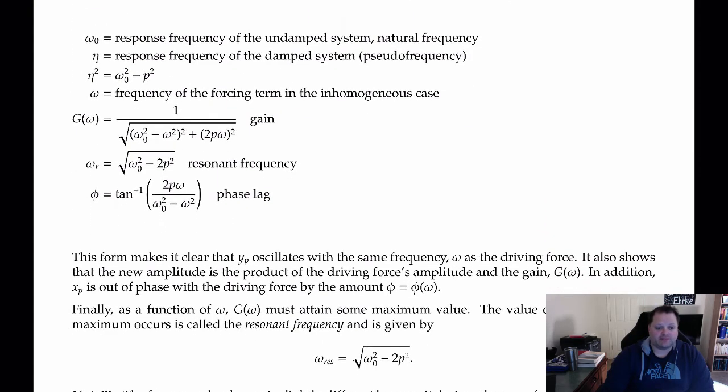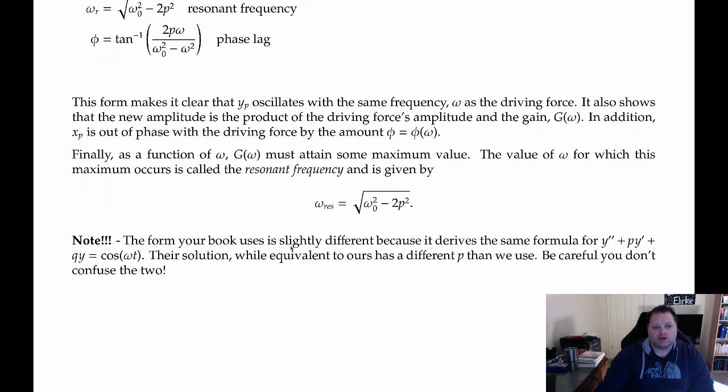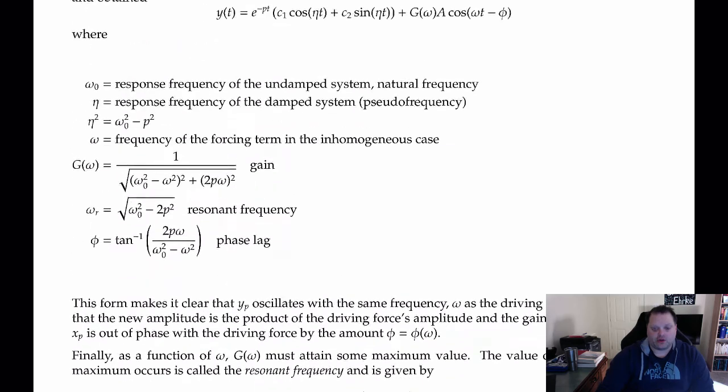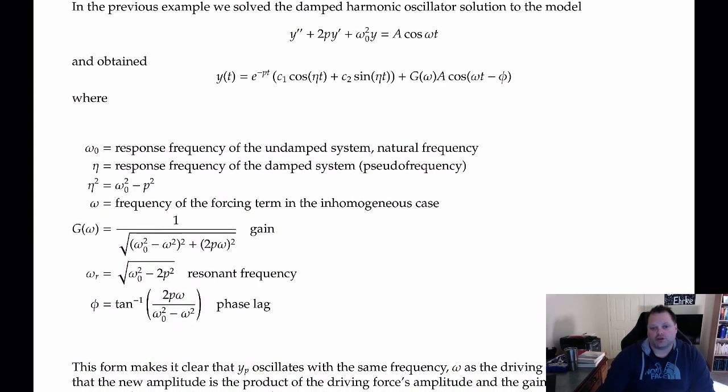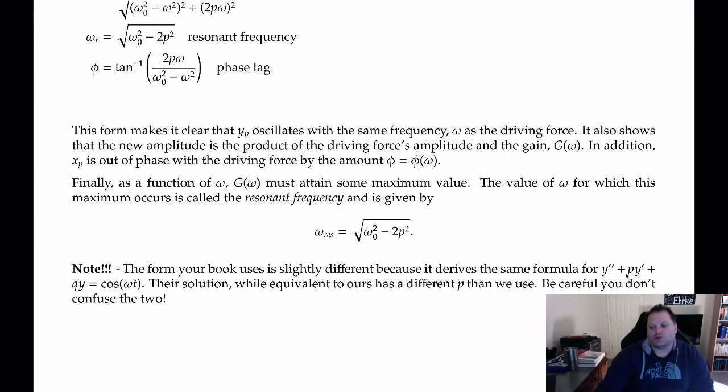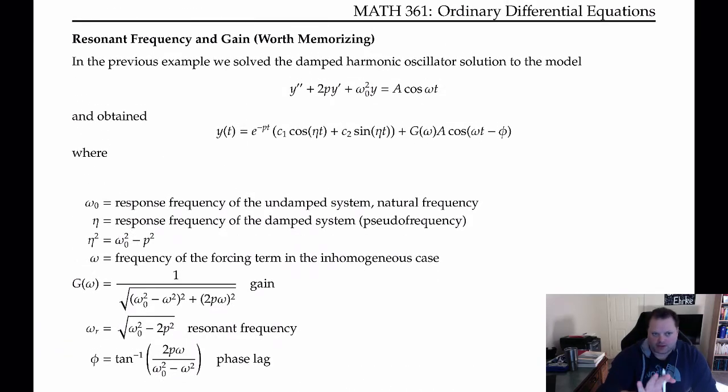I will say one added caveat to that: your book uses a slightly different form because they don't look at the y double prime plus 2p y prime plus omega naught squared y form. I don't know why, because their eta is far uglier than ours since they don't have the 2p term in there. Their formulas are based off of y double prime plus p y prime plus q y. I don't mind if you use their formulas, you just cannot intertwine the two, because their p is different than our p. When you see the p in their formula, understand it's not the same p that we have here. Their p is twice what our p is, okay? The book has a different formula, but the ones I recommend you use are these. These are the resonant frequency and gain formulas for damped harmonic motion.